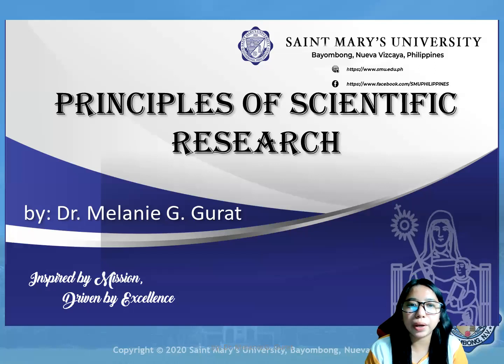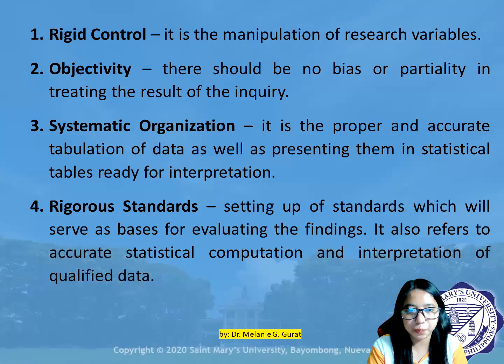So we will be talking about the principles of scientific research. There are actually four principles. The first one is the rigid control. Second one is objectivity. Third one is systematic organization. And the fourth one is the rigorous standards.